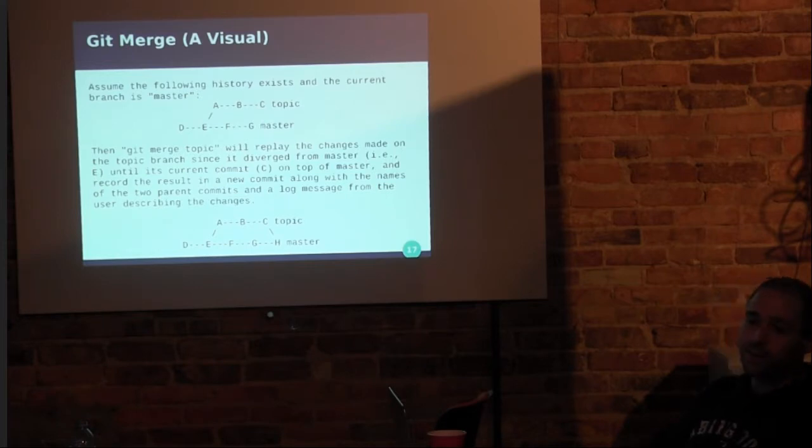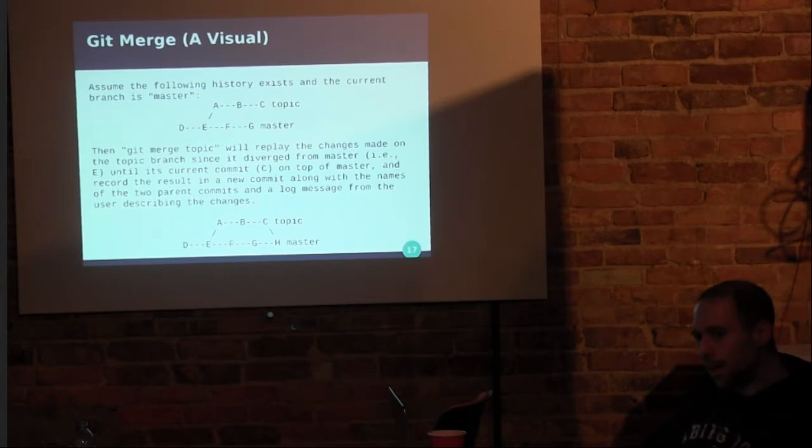At this point, you could delete your topic branch. It's no longer needed. You could keep it around and continue development on it as well. It's kind of up to you and your workflow, and I'm not going to prescribe a particular workflow to you guys. There are several different ways to work with Git out there.